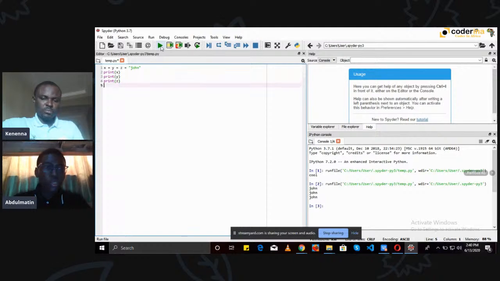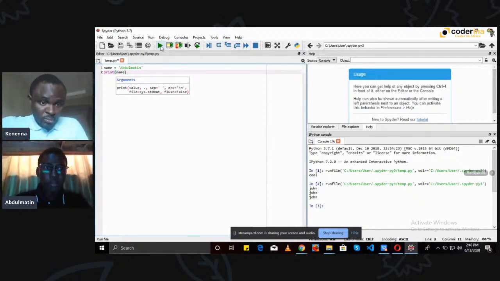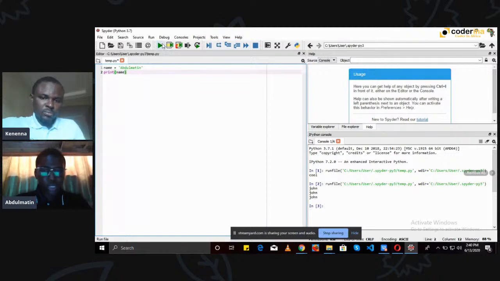Okay, let's clear this up. Like I said, you can use different variable names. You can use name is equals to Abdul Mateen, which is my name. Now I want it to print the value name. I'm going to click on the play button again, and you can see it's printing Abdul Mateen.